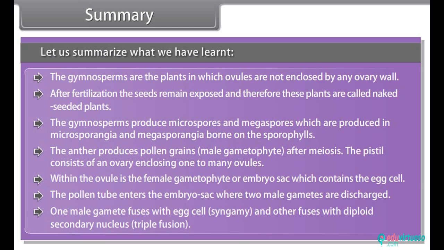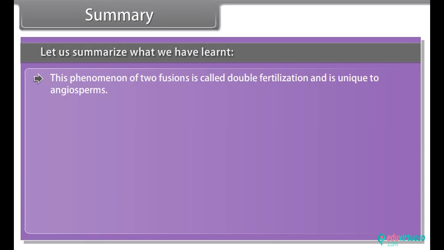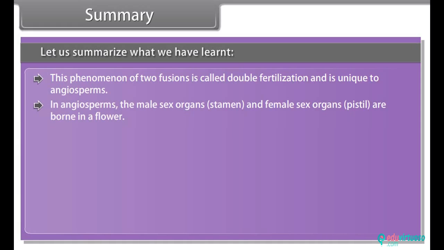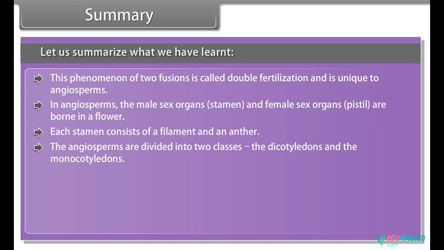One male gamete fuses with egg cell, syngamy, and the other fuses with diploid secondary nucleus, triple fusion. This phenomenon of two fusions is called double fertilization and is unique to angiosperms. In angiosperms, the male sex organs stamen and female sex organs pistil are borne in a flower. Each stamen consists of a filament and an anther. The angiosperms are divided into two classes, the dicotyledons and the monocotyledons.